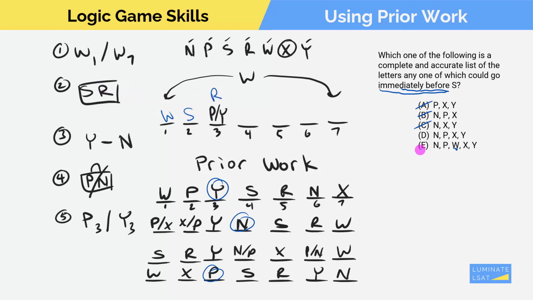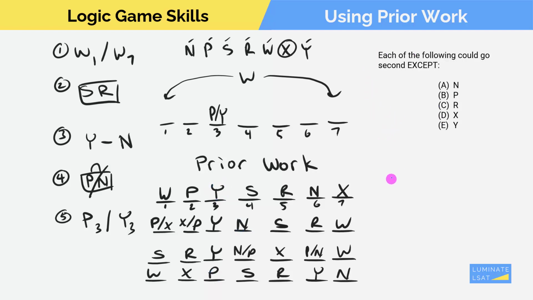So that's why W cannot be immediately before S, and D is the correct answer. Now, can you imagine how we would solve this question if we didn't have this prior work? We would be basically forced to try to put SR in 4-5, 5-6, and 6-7 so that we could see what goes immediately before it. And this is the kind of question that I would definitely skip and come back to if I still had questions remaining after this one.